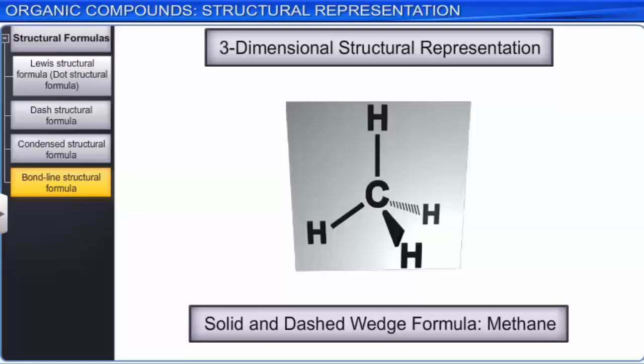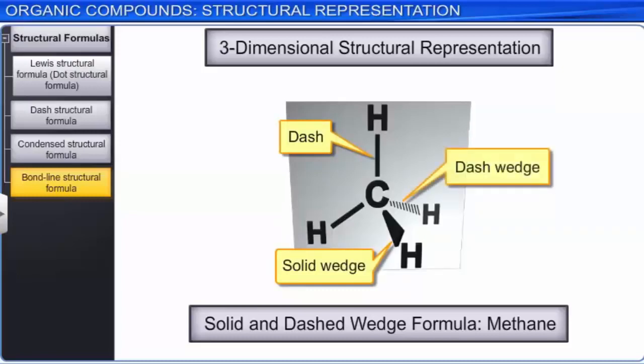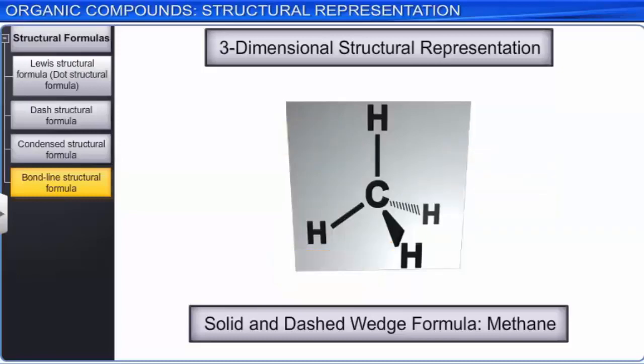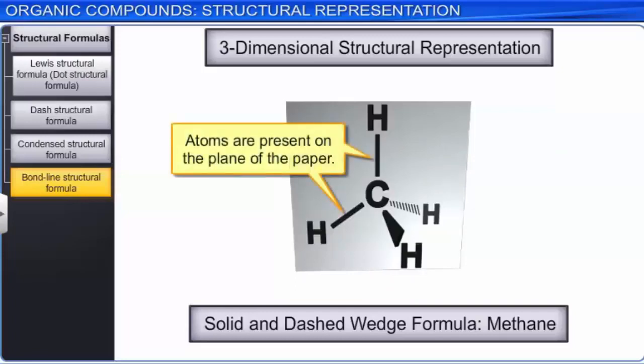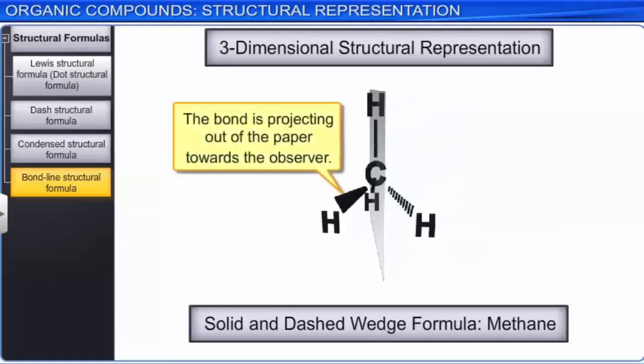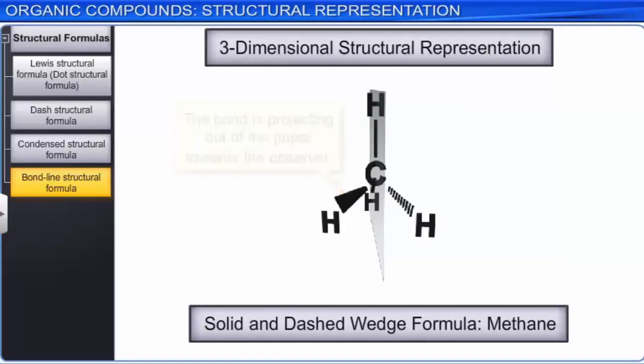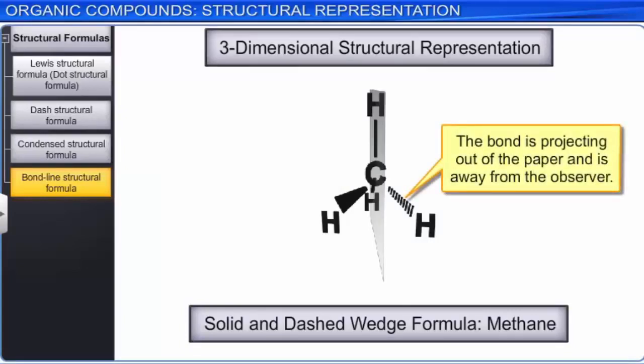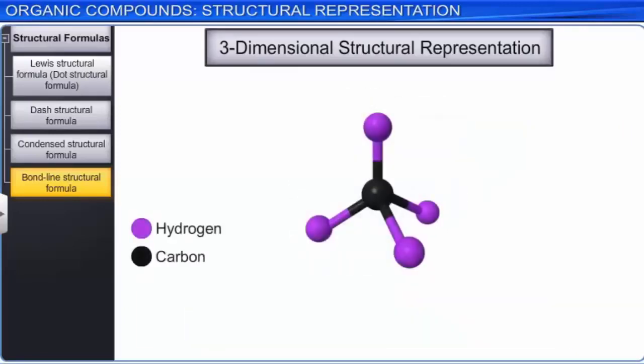This formula can be represented on the paper by using 3 conventions, that is, a dash, a solid wedge, and a dashed wedge. A dash is used to mean that the bond is in the plane of the paper. A solid wedge means that the bond is projecting out of the paper and is towards the observer. A dashed wedge is used to mean that the bond is projecting out of the paper and is away from the observer. The 3D image for methane is shown here.